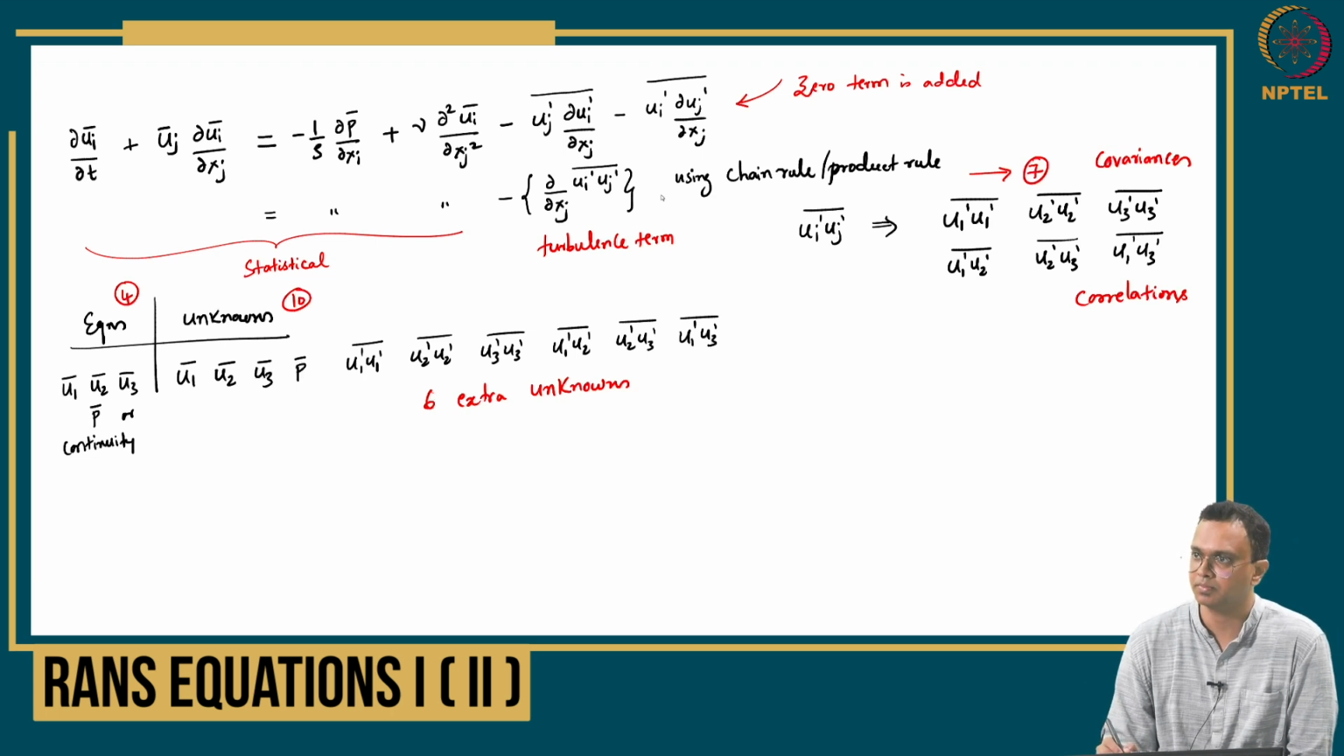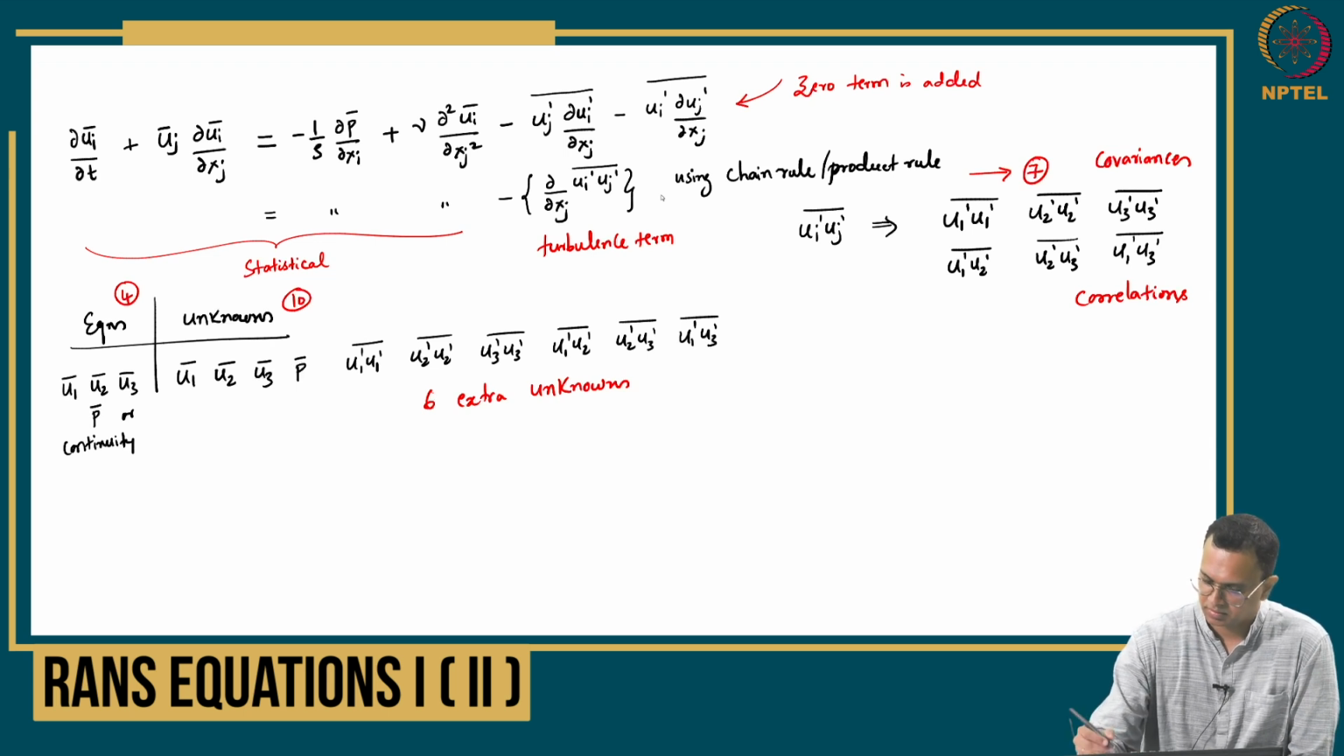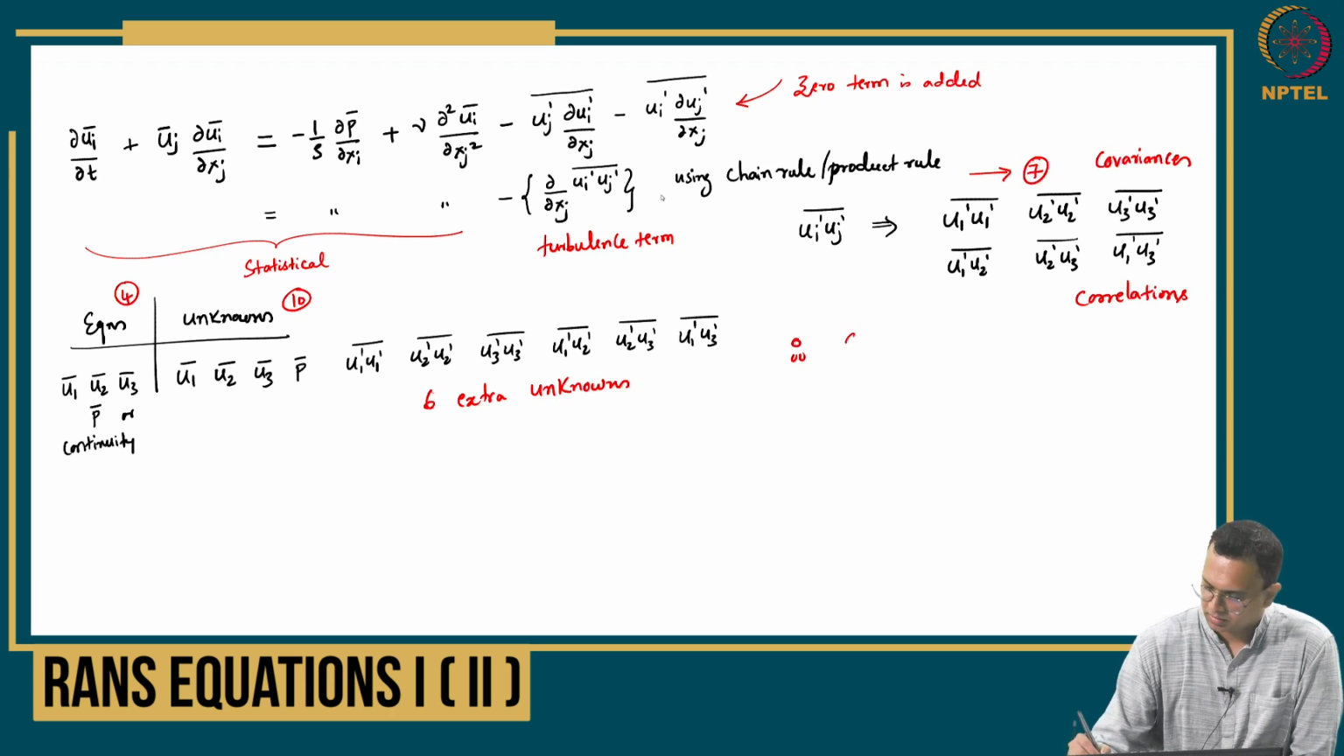Again, closure problem, but here we call this turbulence closure problem, okay. Therefore, the number of equations is less than the number of unknowns. This is what is called a turbulence closure problem.